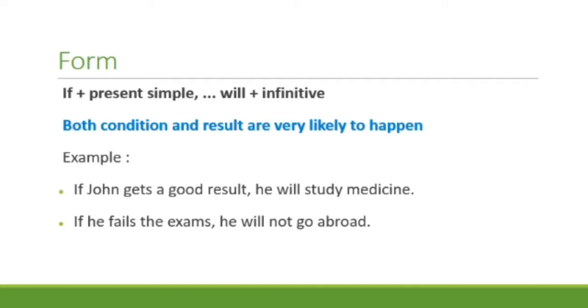Then, in the second example, we have if he fails the exams, he will not go abroad. So here, there is a chance for him to fail the exam or not. If he fails, he will not go. If he succeeds, he will go. So there is a probability for him to go. It depends on him.